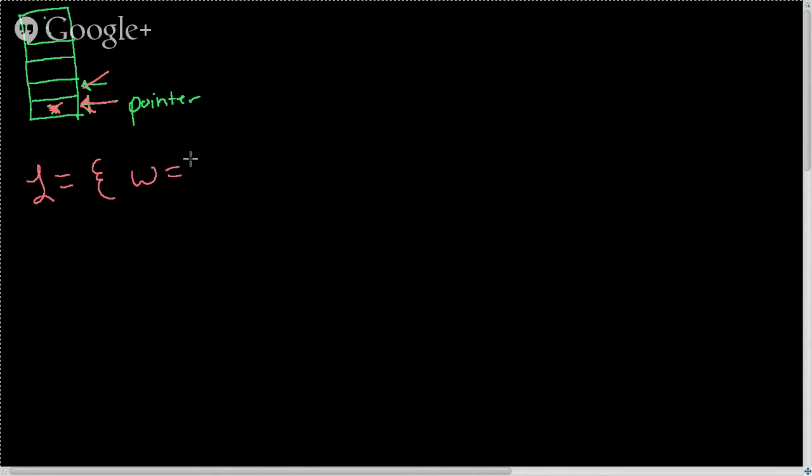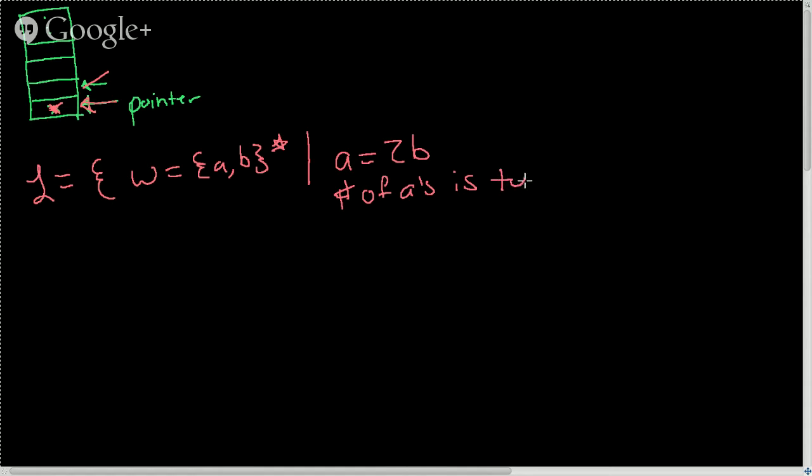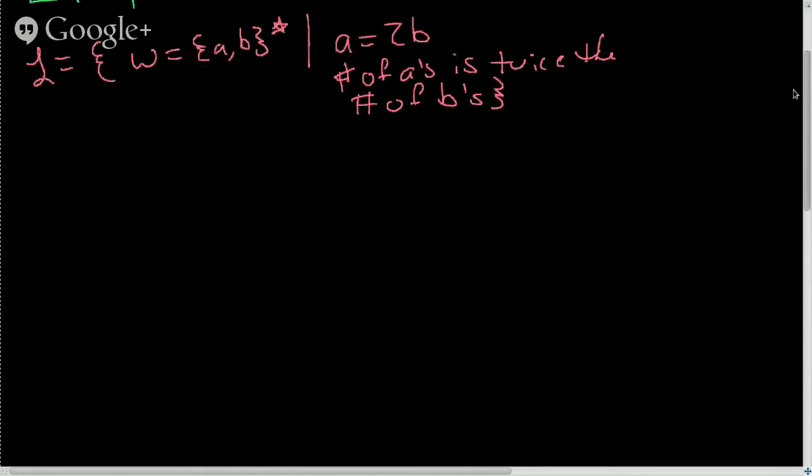W is A, B star, such that the number of A's is twice the number of B's. So that again is number of A's is twice the number of B's. So let's do a pushdown automata for that language.